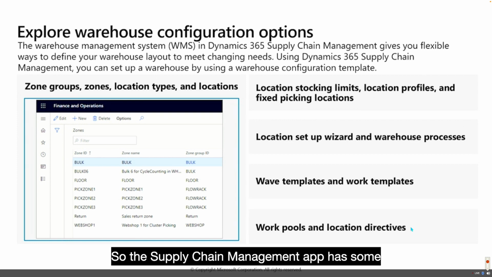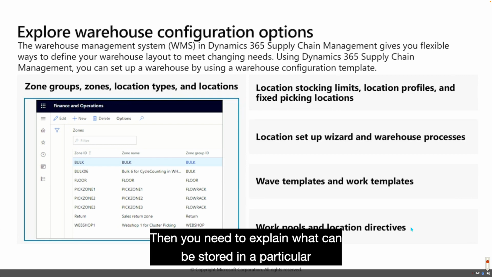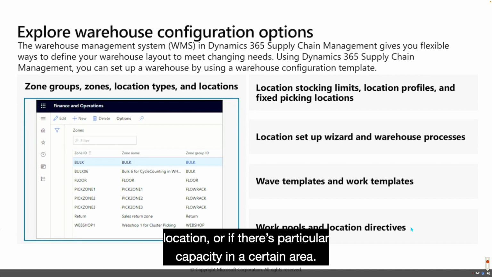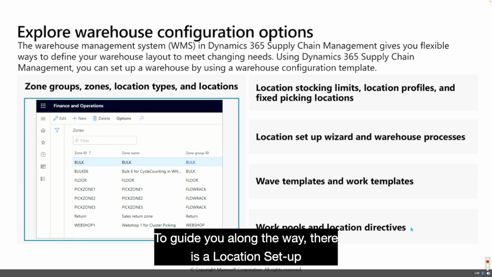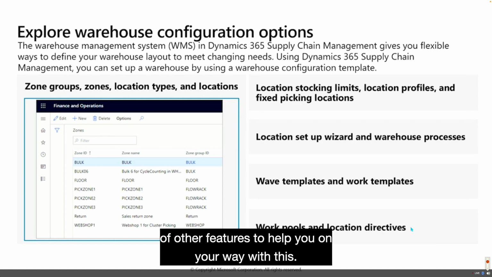So the supply chain management app has some great features to help with this, but you need to begin by inputting some data around the physical location in your warehouse, and you'll enter these in the system as zones. Then you need to explain what can be stored in a particular location, or if there's particular capacity in a certain area. To guide you along the way, there is a location setup wizard, wave templates and work templates, and plenty of other features to help you on your way with this.